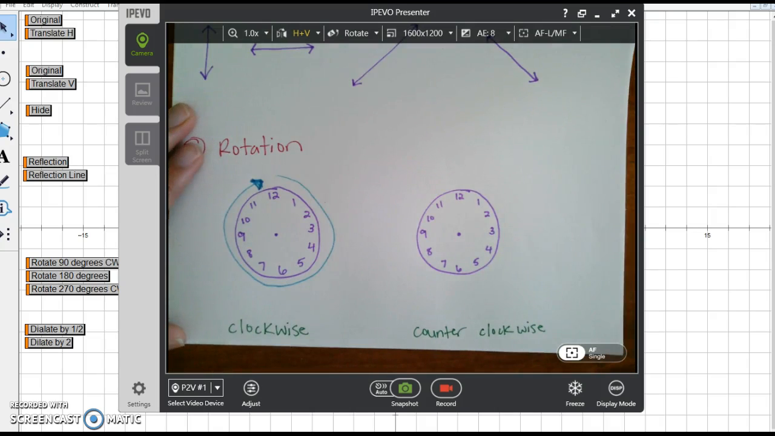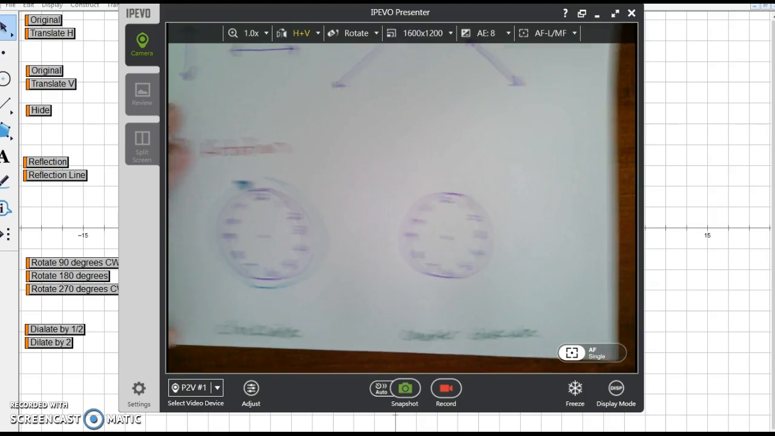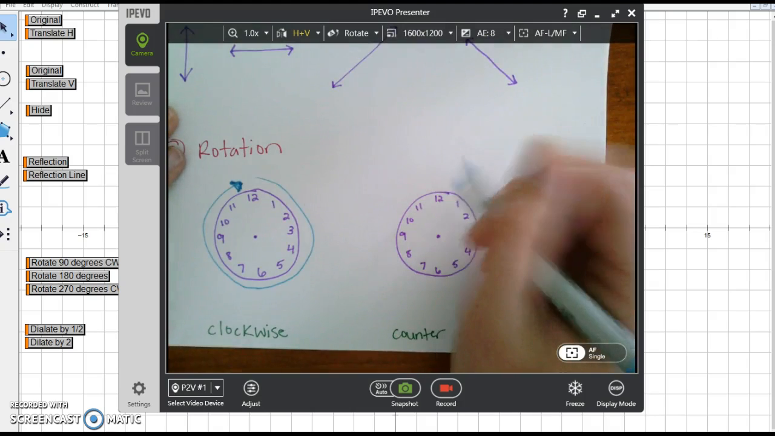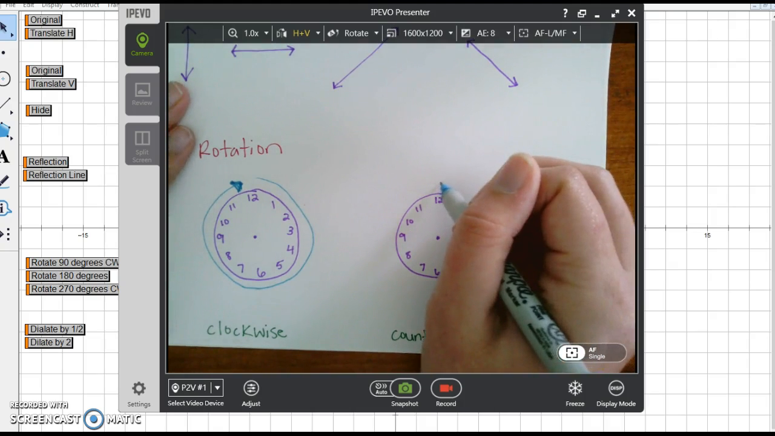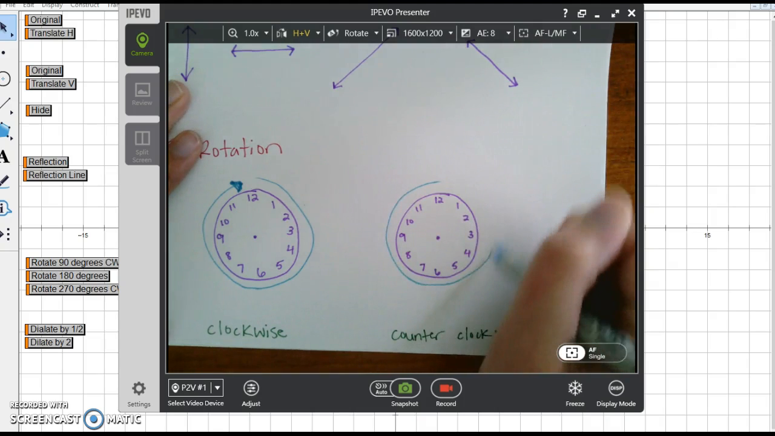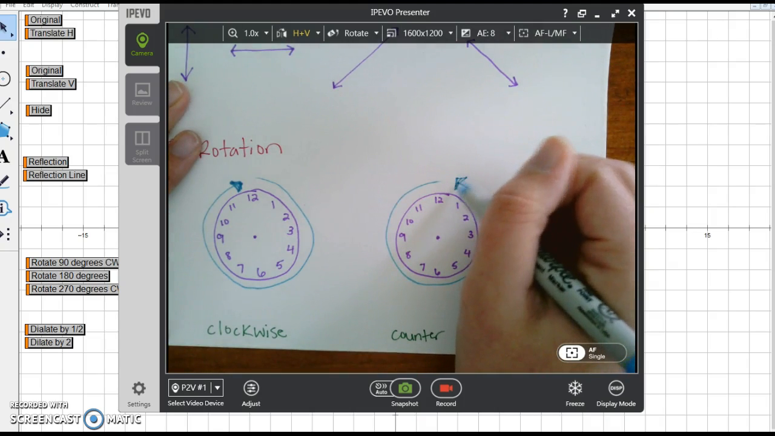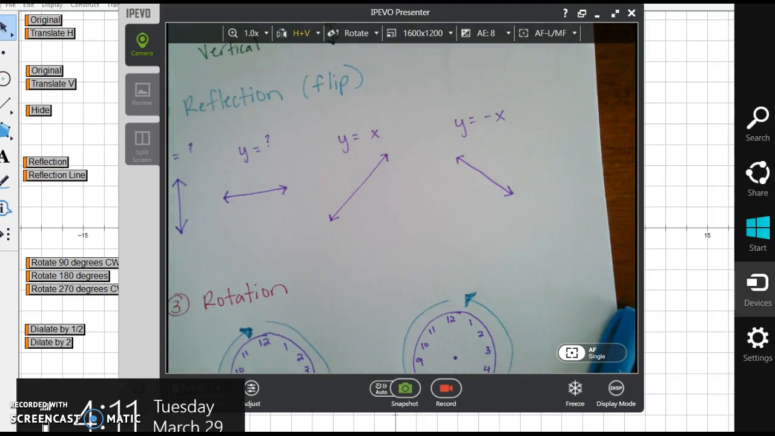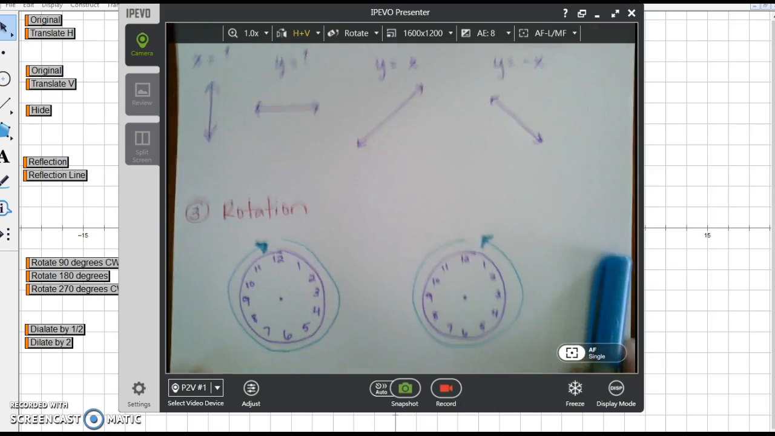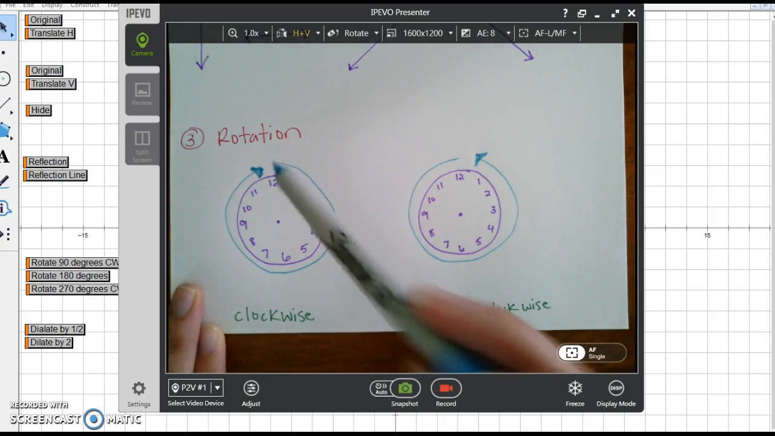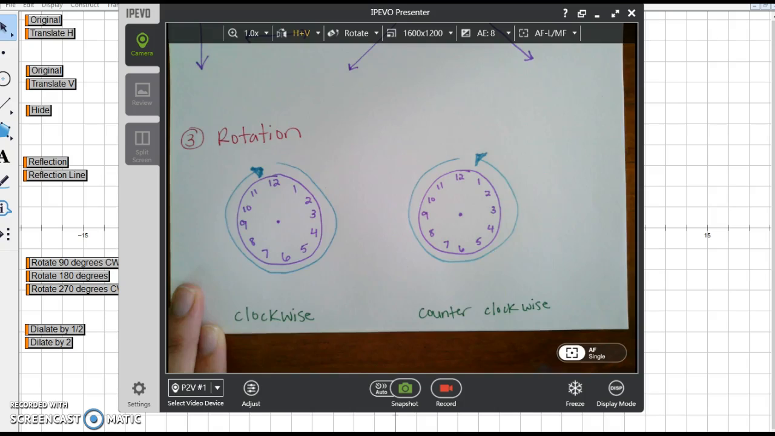So the opposite would be a counterclockwise rotation. Counterclockwise always also starting at the top, but this time instead of following the numbers of a clock, you're going to go the opposite way. So you're counting down from 12 all the way to 1. That's going to make a counterclockwise rotation. So clockwise follows the clock, goes in order with the numbers. Counterclockwise does the opposite. It counts down with the numbers.